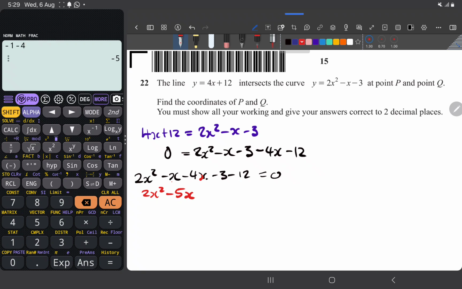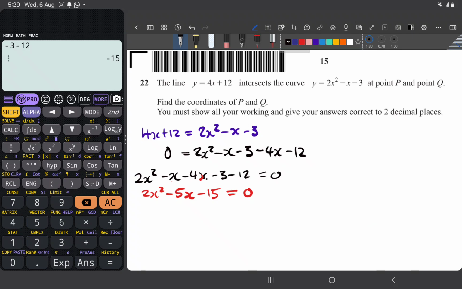Then minus 3 minus 12, I put it in the calculator again. You're going to get negative 15. So minus 15. This is equal to 0. Now it is time to solve this equation. If you're not good at solving, there's one thing which always works, and that is the quadratic formula.